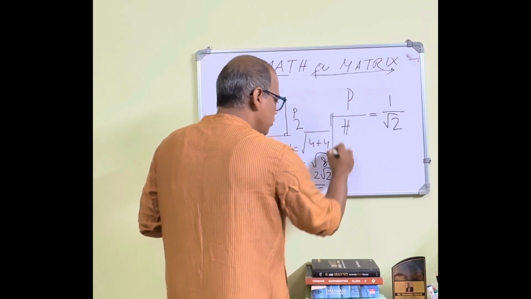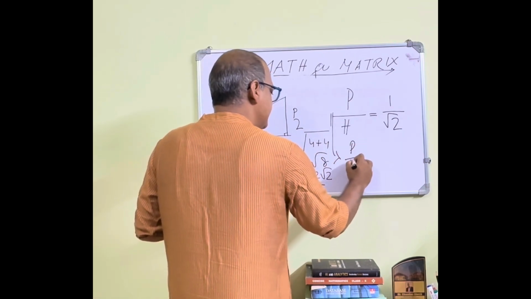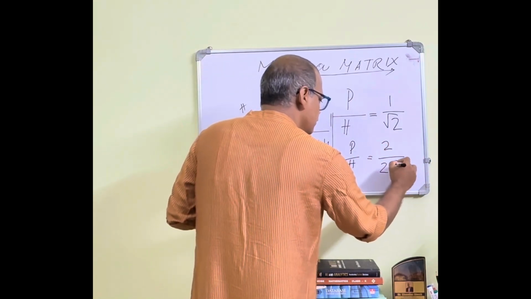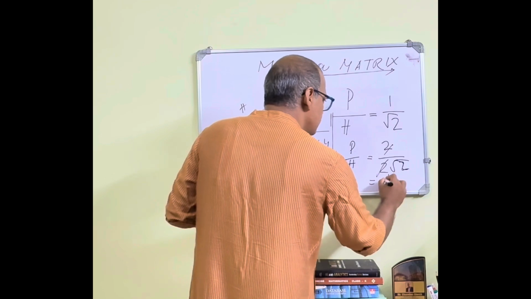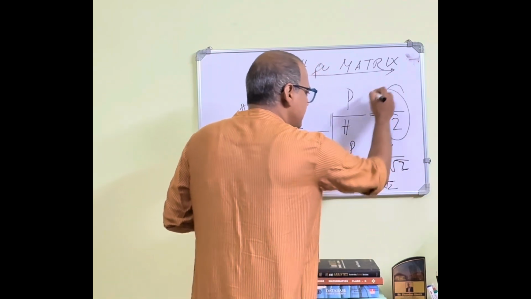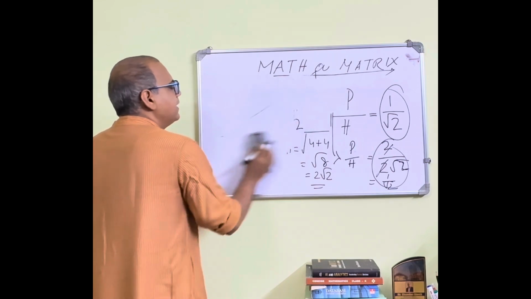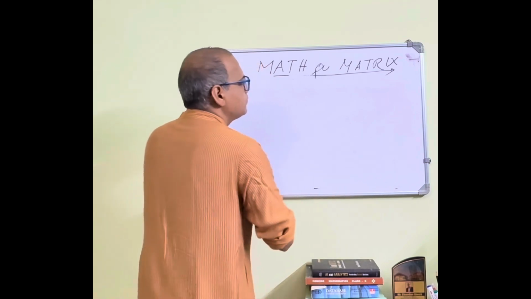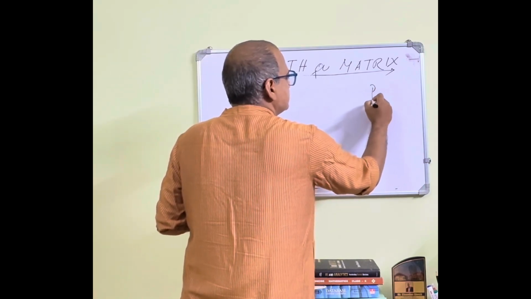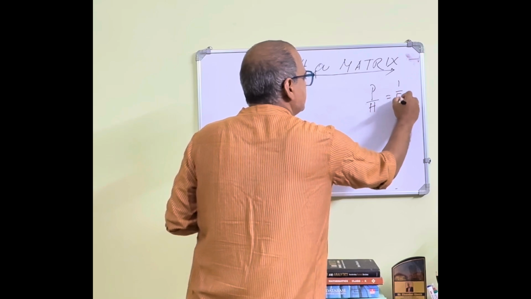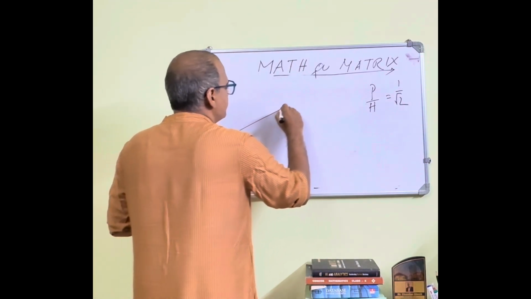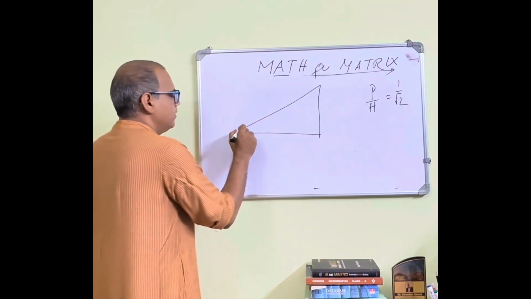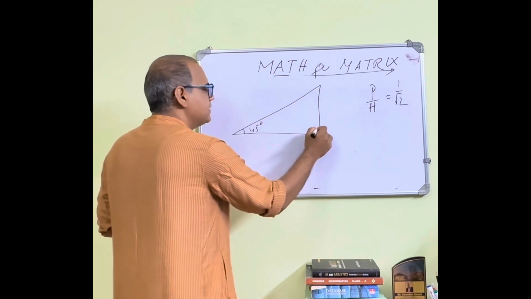So this ratio P by H becomes 2 by 2 root 2, so 1 by root 2. This is 1 by root 2, this is 1 by root 2. Let me take an even bigger one. Take a note of this. It was 1 by root 2. I'm taking an even bigger one. This is 45 degree. This is right angle.